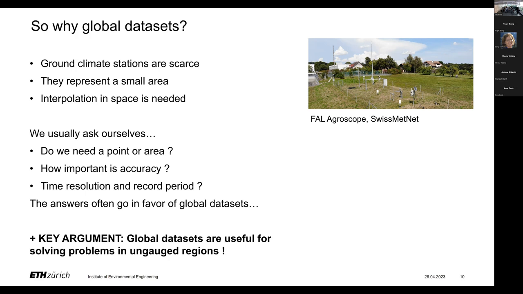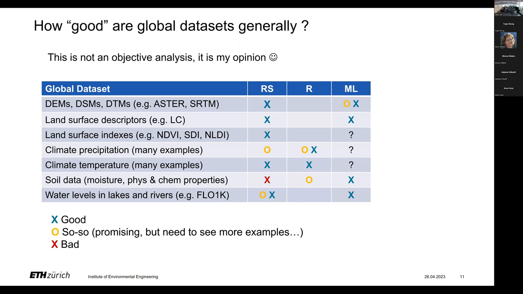How good are global data sets generally? This is not really an objective analysis. So I tried to put together the ones I have on my previous slides and say here, are they good? The blue cross, red cross, not so good, and circle, so. And you'll see remote sensing, reanalysis, machine learning, also question marks. This is my matrix. You would create your own. Everybody should actually, if you try more of these.